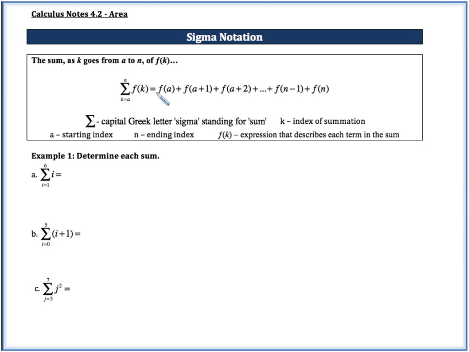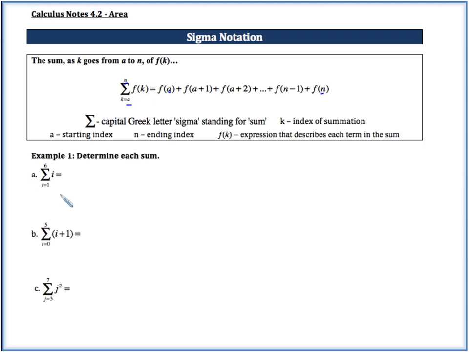And so here's how it works. It's the sum of all f of k's starting where k is a and going all the way up to where k is n. And it goes up sequentially by 1. So it's going to be f of a, our starting index, and then a plus 1, a plus 2, and so on and so forth to n minus 1, all the way up till we get to our ending index of n. And if we add all these values up, that would give us the sum as k goes from a to n of f of k.